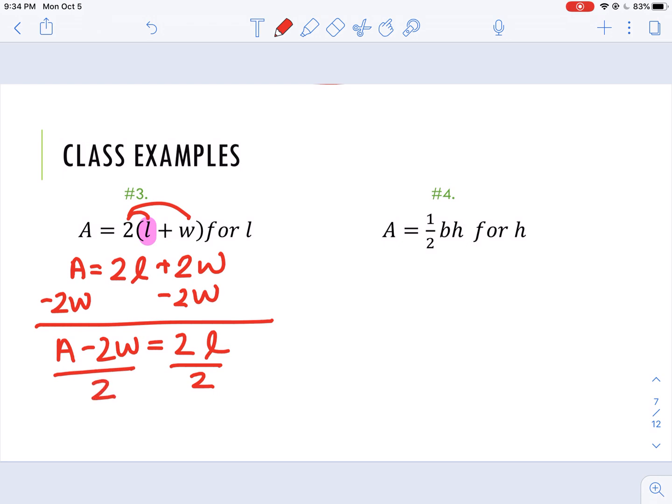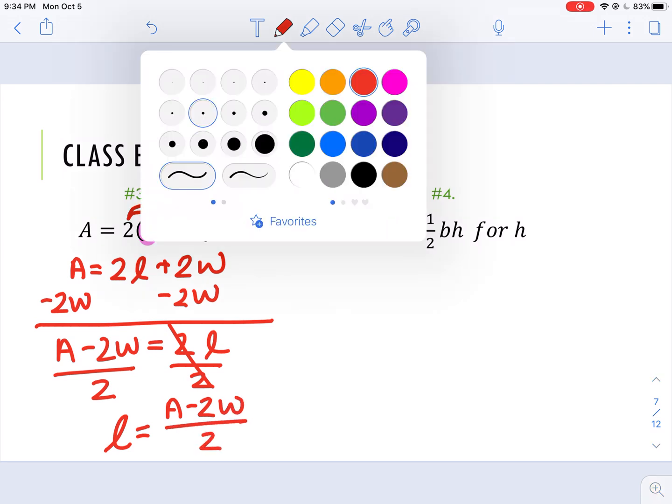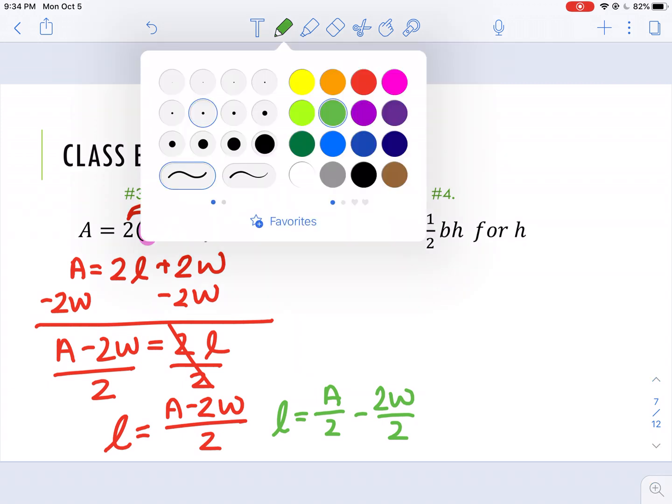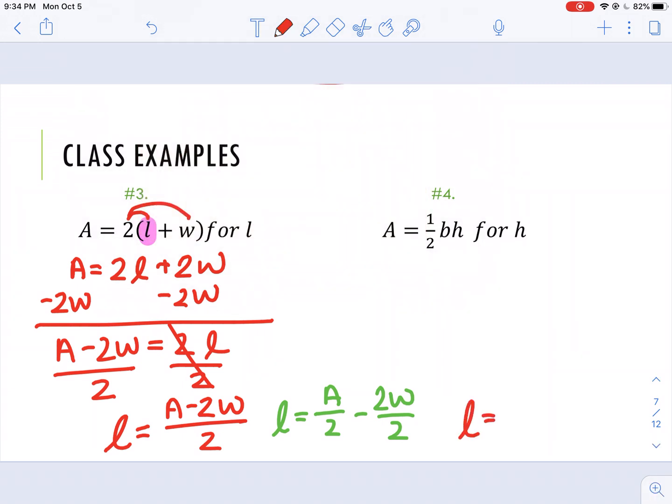And I always write L is equal, whatever variable I'm solving for first has to go at the beginning of my solution. L is equal to A minus 2W all over 2. Remember, we need to take that time and actually double check to see if our answer can be simplified any further. So what's in green is optional, but if you need to write it out in 2 separate steps, that denominator 2 belongs to both numerators, and we get the final answer of L equals A over 2 minus W. The 2 over 2 cancels out to 1, so we have that final answer.